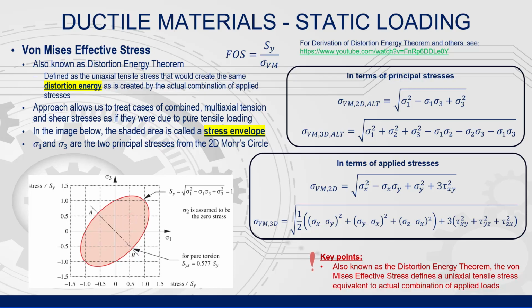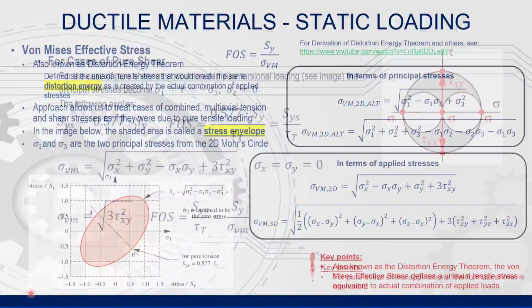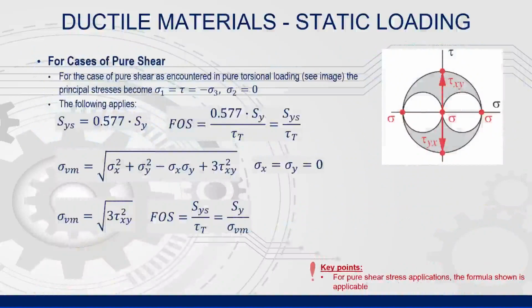What we're going to do next is overlay various failure theorems onto this type of envelope chart and compare and contrast the theorems to each other. First, we are going to look at cases of pure shear. When the only stress is torsional shear, then the equations shown apply.